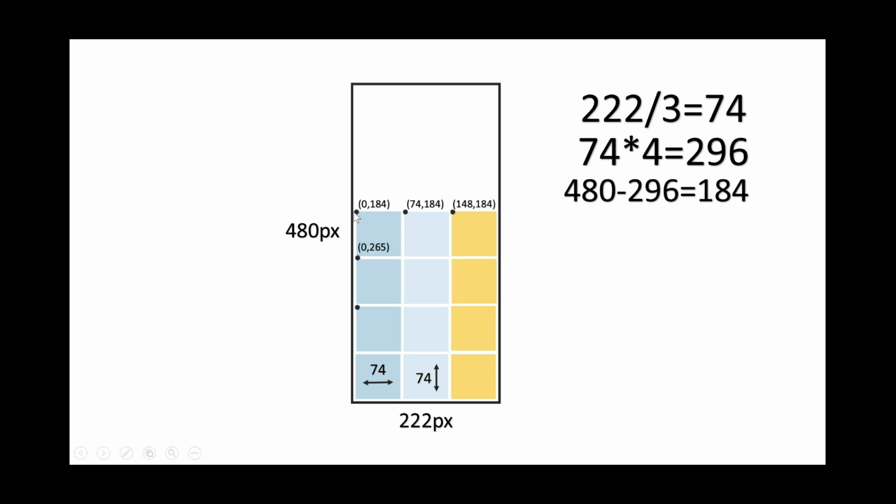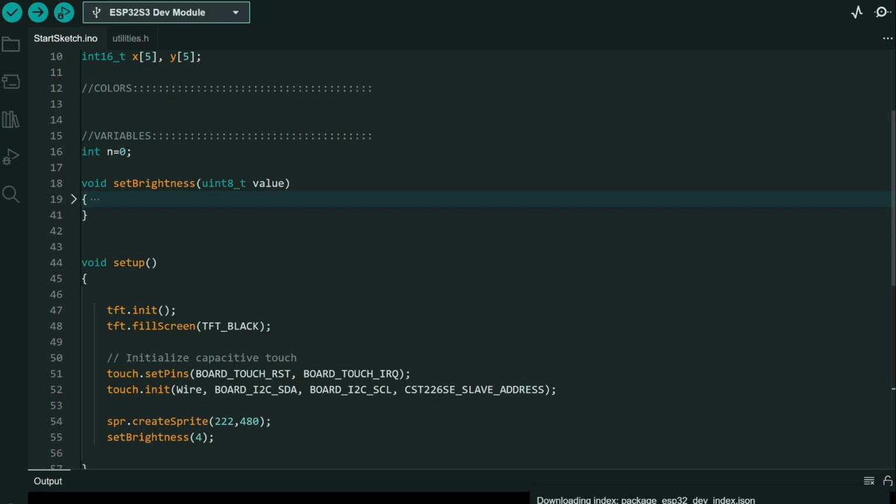So the first button or box will have coordinates 0, 184. And the rest will increment by 74. Okay, let's finally write some code.